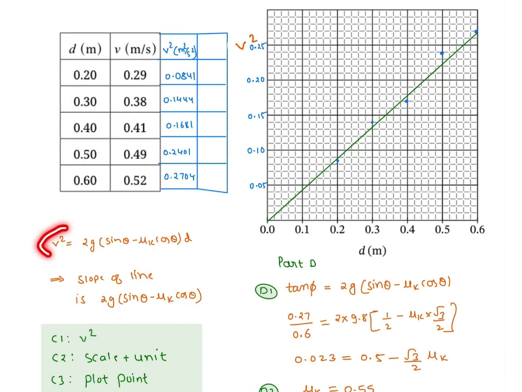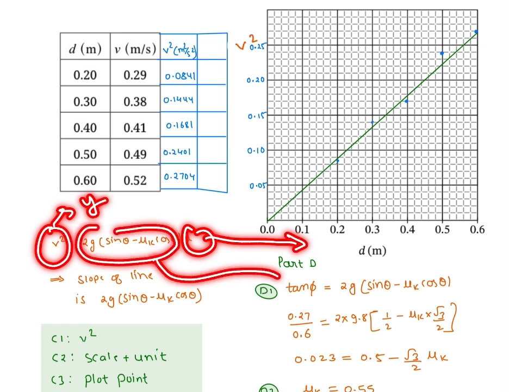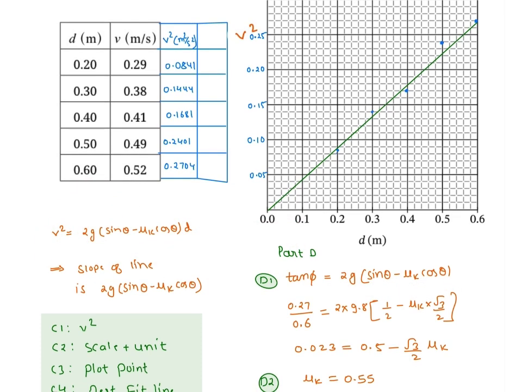So this represents a straight line passing through the origin. This is plotted on the x-axis and this has been plotted on the y-axis. So this is the slope. Let the slope be equal to tan phi. So tan phi is given to be 2g into sine theta minus mu k cos theta. And I have told you theta is 30 degrees. So sine 30 is 1 by 2, cos 30 is root 3 by 2.